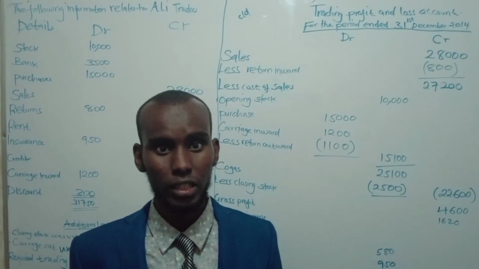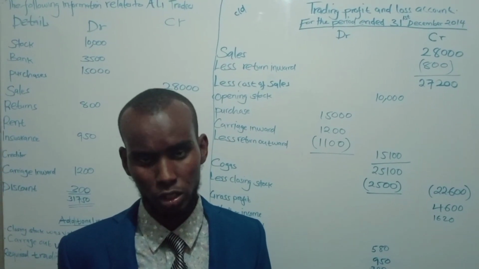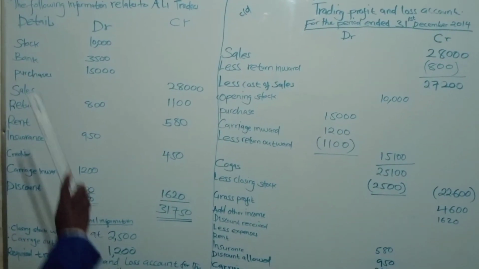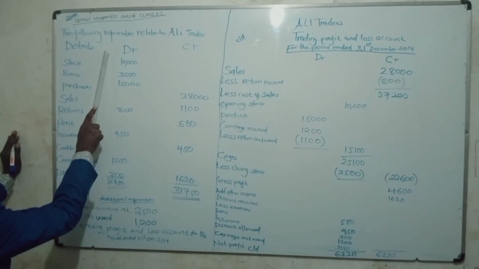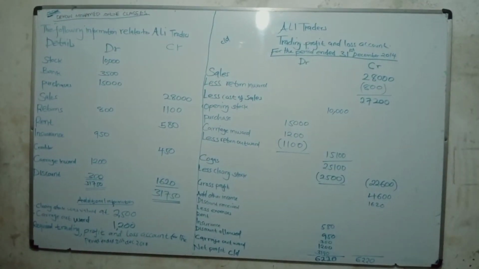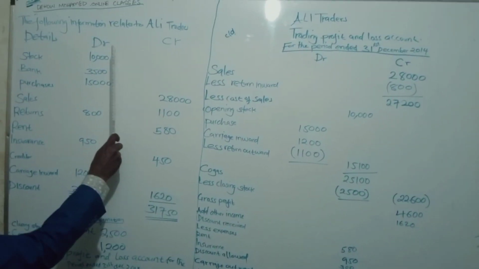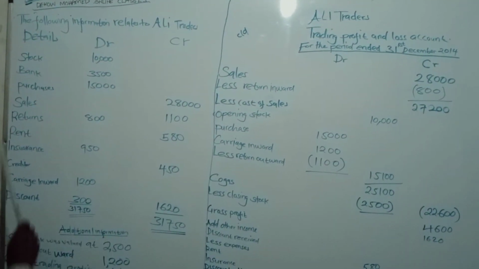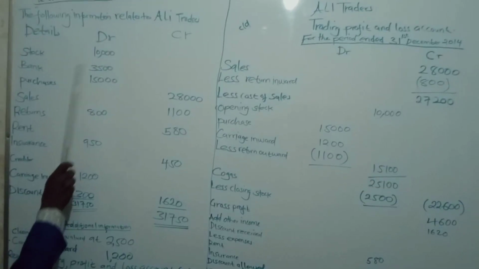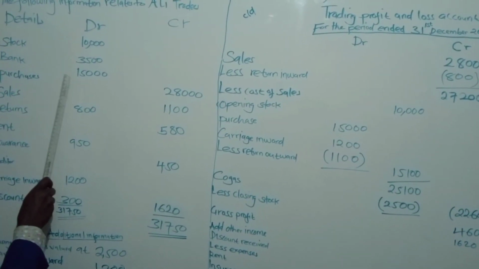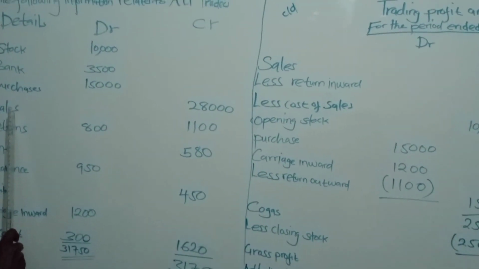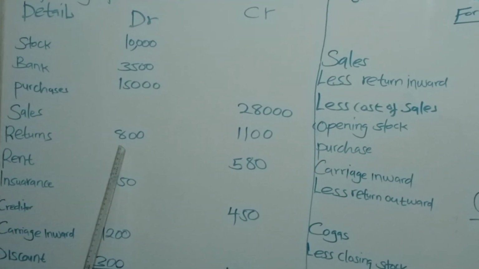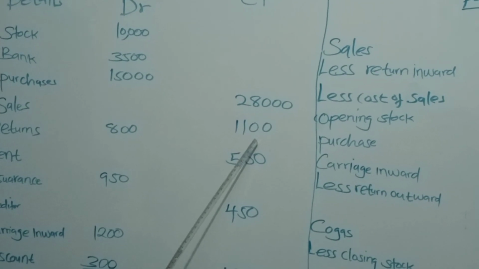So welcome. Here on the board I have a simple illustration. We are told the following information relates to Early Traders. We have the details, the debit and the credit. We have stock 10,000, bank 3,500, purchases 15,000, sales 28,000, returns 800 on the debit, 1,100 on the credit.